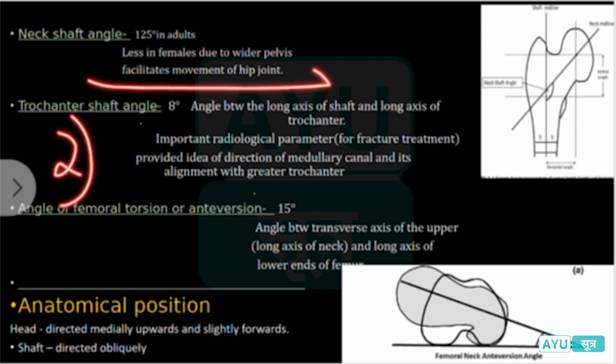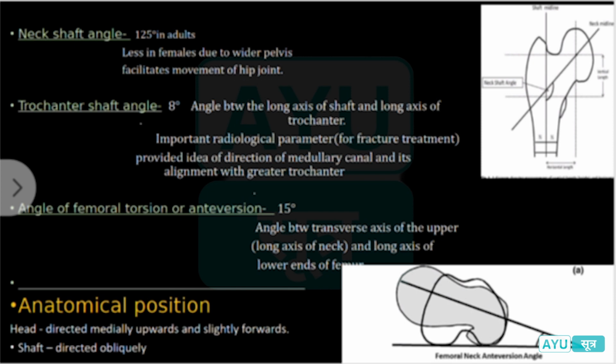Number 2 is the trochanter shaft angle, which is formed between the long axis of the trochanter and the shaft. It is around 8 degrees and it is an important radiological parameter for fracture treatment.